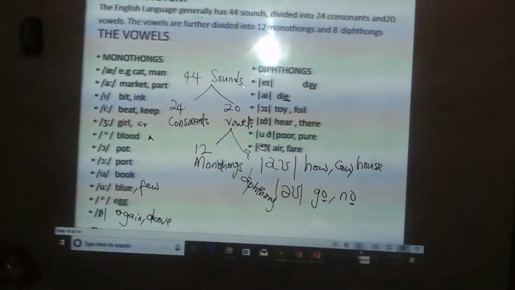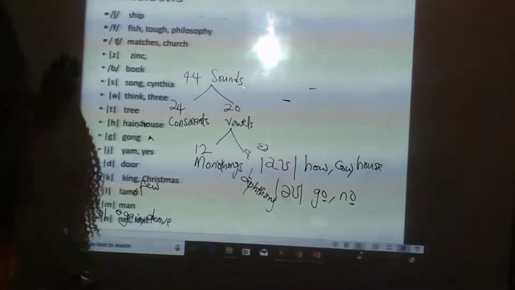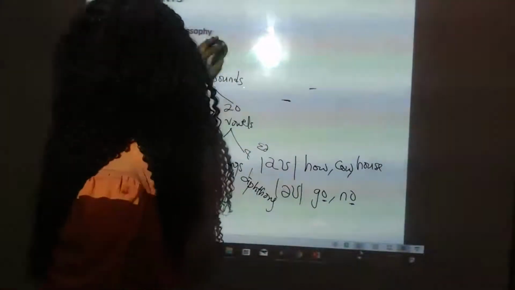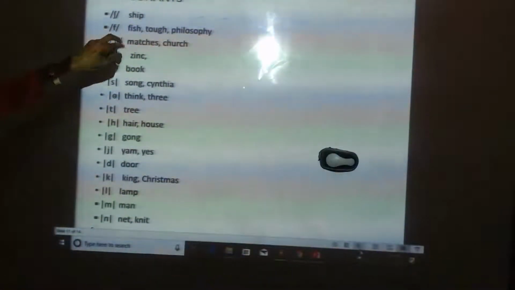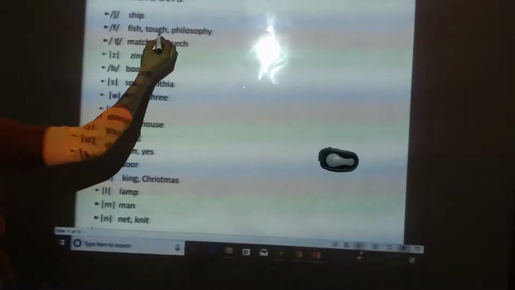We have 24 consonant sounds in the English language. And the first consonant on the board is the consonant sh. For example, sheep. The next we have the consonant f, which gives you the words fish, tough. This GH here makes the f sound, and the PH here also makes the f sound. Fish, tough, philosophy.